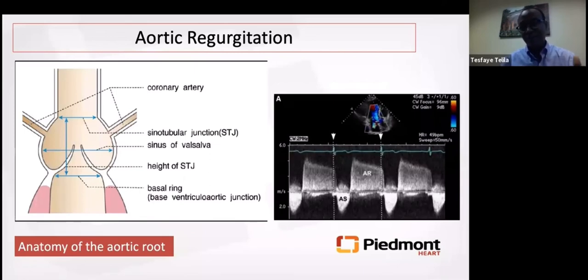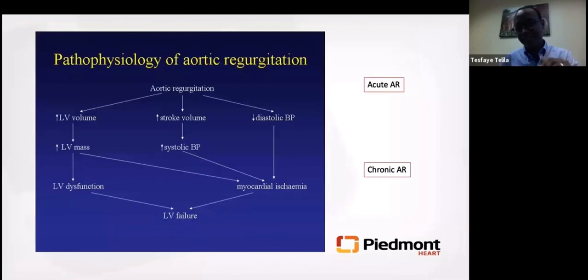So when you talk about aortic regurgitation, it's important to differentiate if it is severe acute versus chronic. Chronic is one of the most tolerated valve lesions because it happens over time, and over time the left ventricle continues to dilate. It will accommodate the volume that comes back.